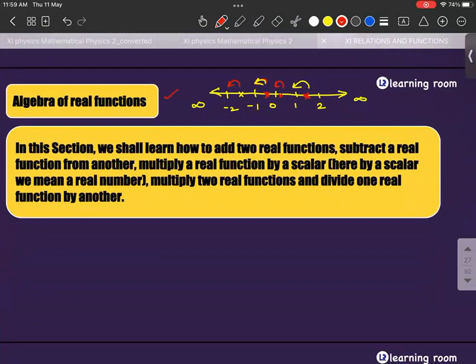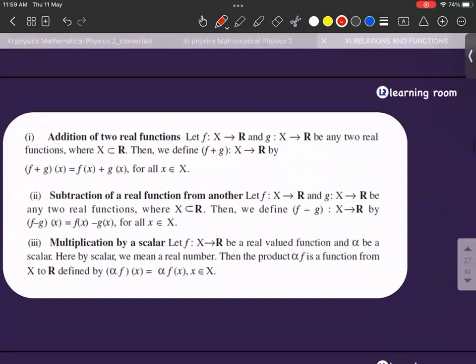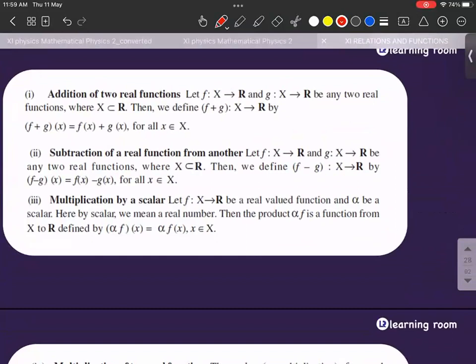And the last theoretical concept with respect to this chapter itself is algebra of real functions. When I say algebra of real functions, you can perform addition, subtraction, multiplication, or division between those two functions. Whenever you do something like this, you get the answer in this way.